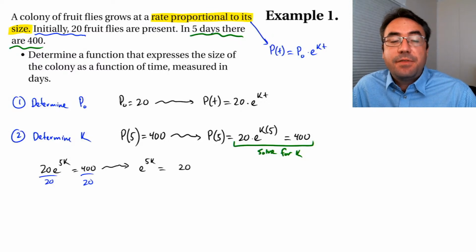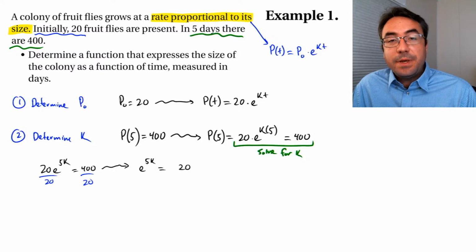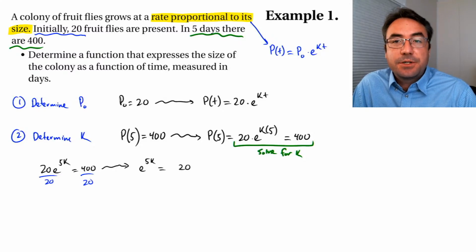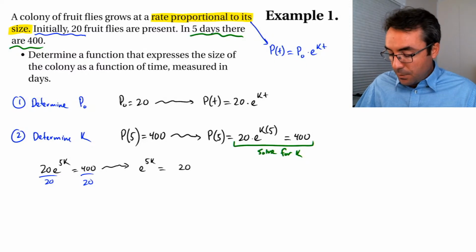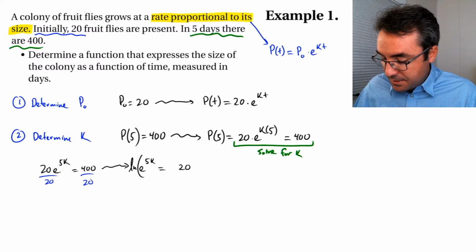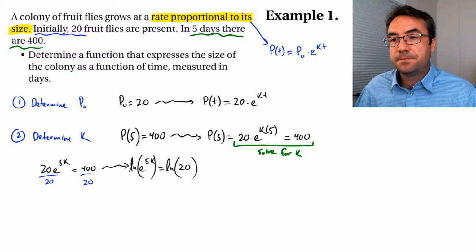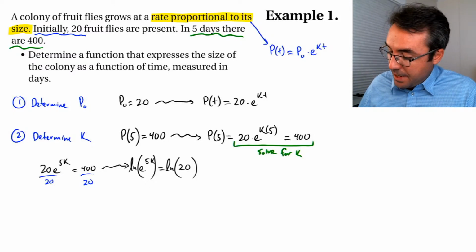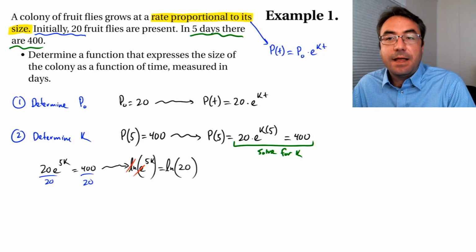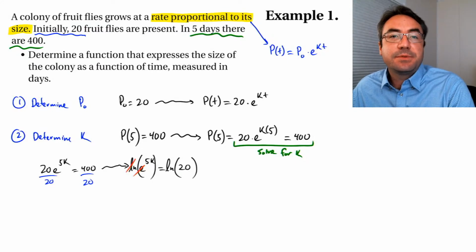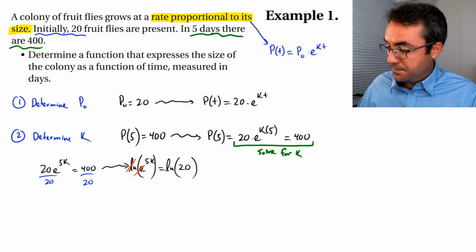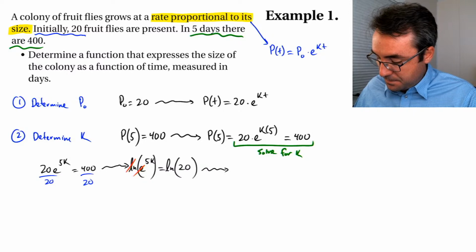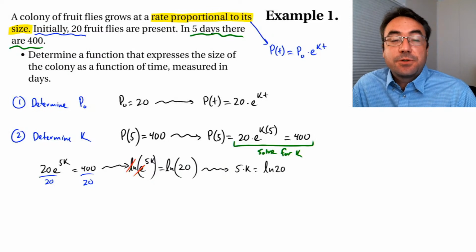Now we want to cancel off that e. The way that we get rid of an exponential function is with its inverse function, and that's the natural log. So we're going to apply the natural log to both sides. When we apply the natural log, it and the e cancel out, and we're left with just 5 times k on the left.